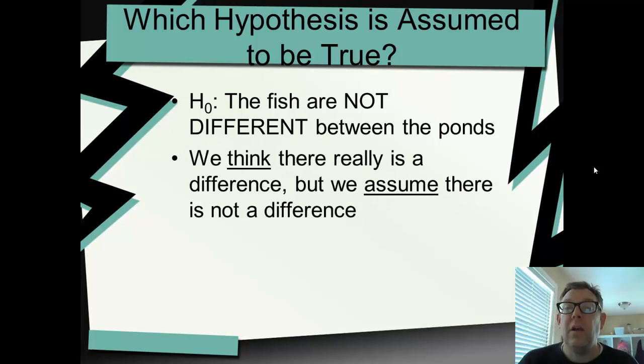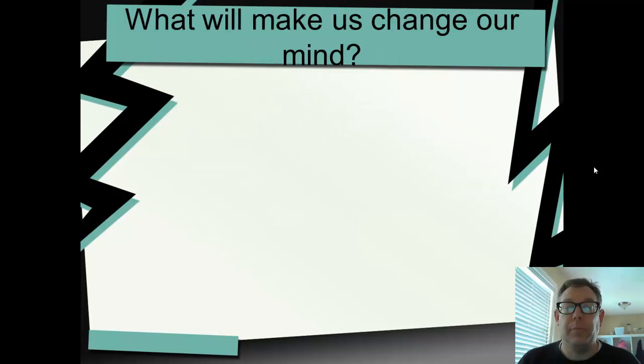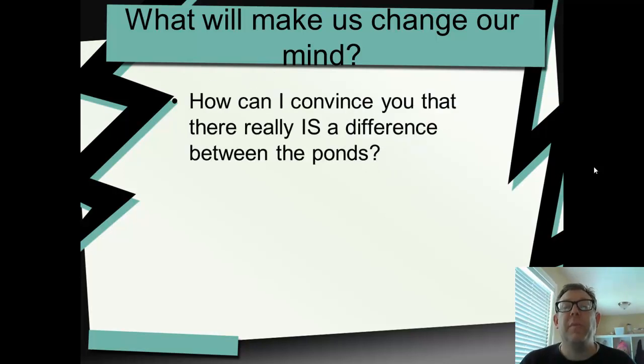Now, we think that one of them is bigger. Why would we do this experiment unless we thought that one of them had larger fish? But we assume that there is not a difference between the two. So the question is, what will make us change our mind? If we assume there's no difference, what do we have to do to change that assumption? Put another way, how can I convince you that there really is a difference between the ponds? We start off assuming that the fish are the same size in both ponds, but what can I do to convince you that one actually does have larger fish?